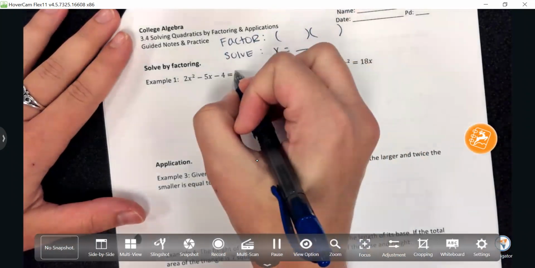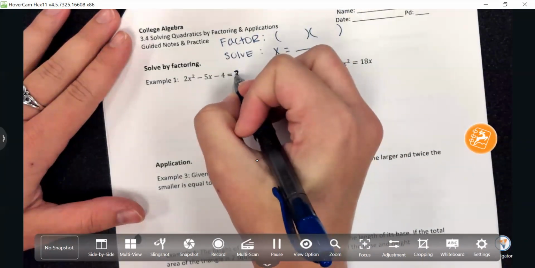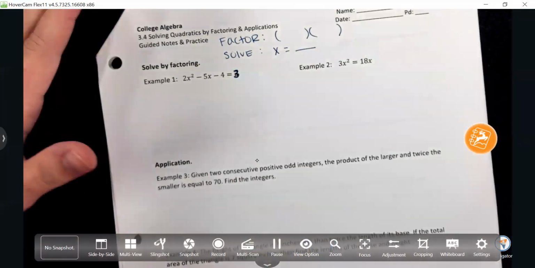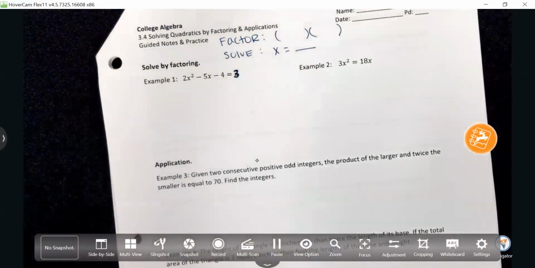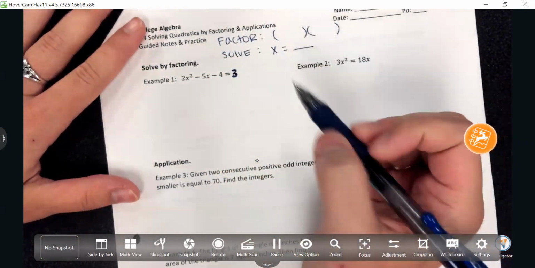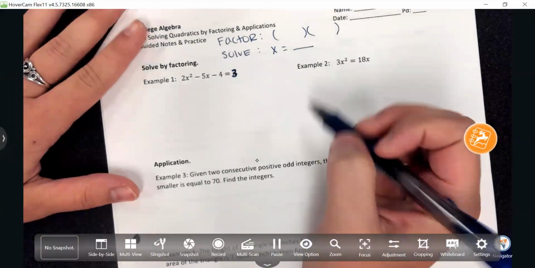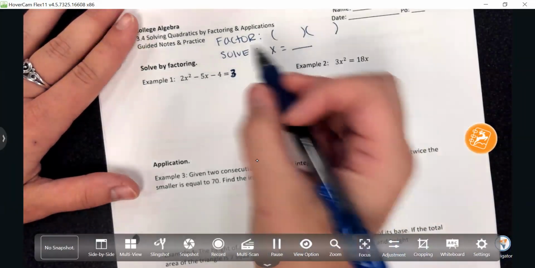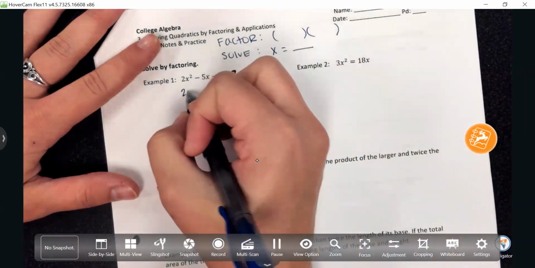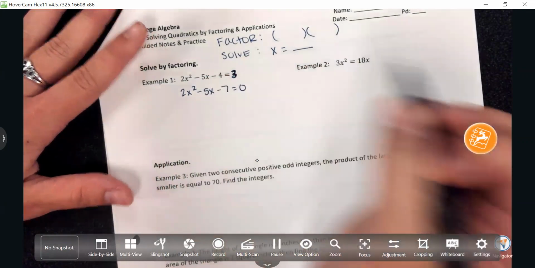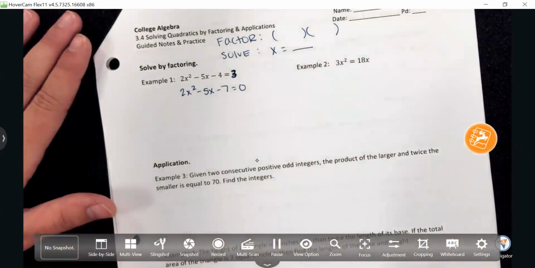So change this 2 to a 3. So this problem is solving. In order to solve, you have to set something equal to 0. It's a 3, because I told you to change it. You would know if you quit chit-chatting. So I'm going to subtract 3 from both sides. Get 2x squared minus 5x minus 7 equals 0.